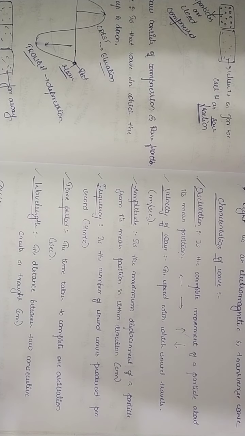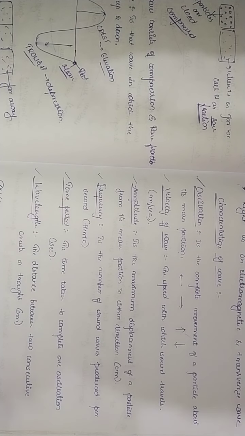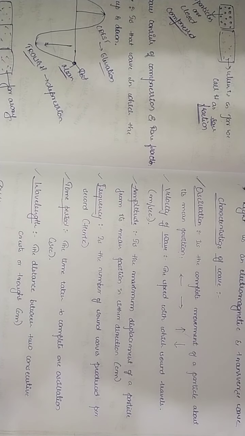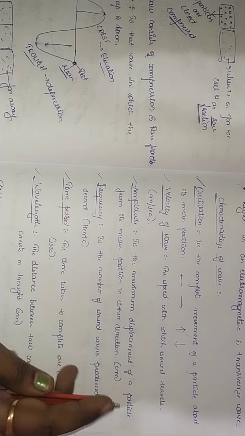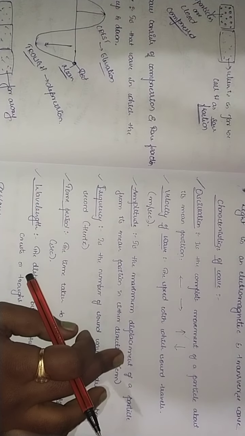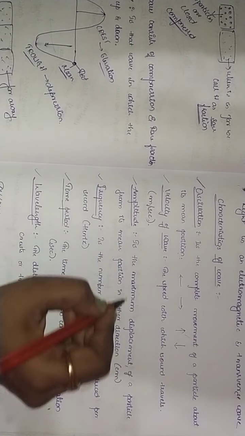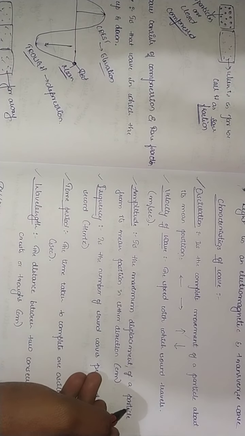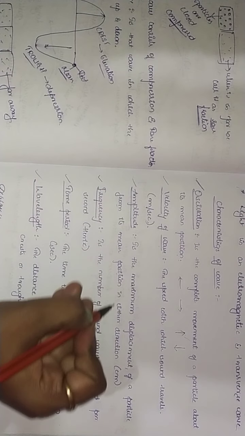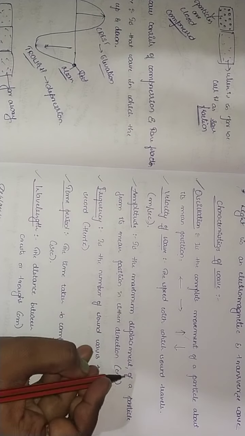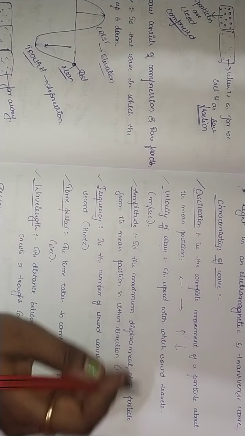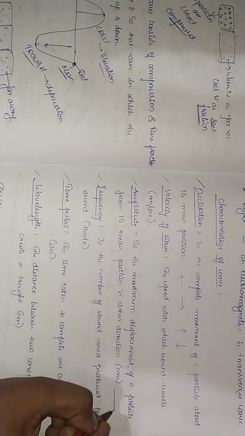And then moving on to the next, we have amplitude. You children might have already heard about amplitude. In this chapter, amplitude means the maximum displacement of a particle from its mean position in either direction. Let's try to understand what happens here. Let me write it like this.